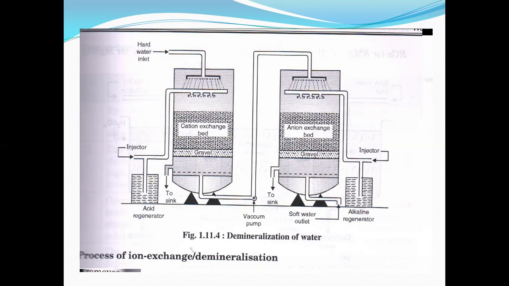So now what will happen? Suppose we have softened 1,000 liters or a million liters of water from this type of filter. Basically, this is a filter only, where we are removing all the cations and anions of the water sample and making it soft. So if millions of liters of water have been softened from this apparatus, now what will happen?